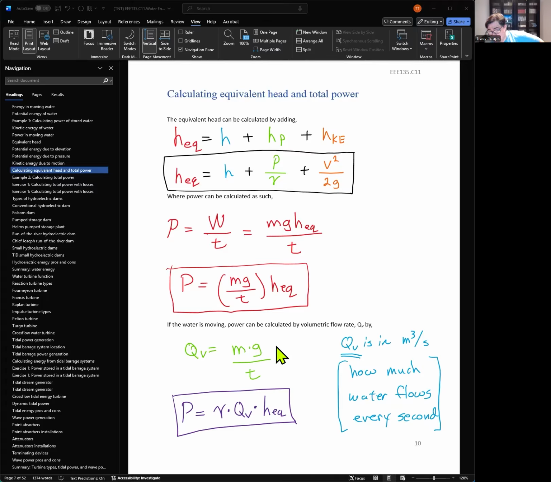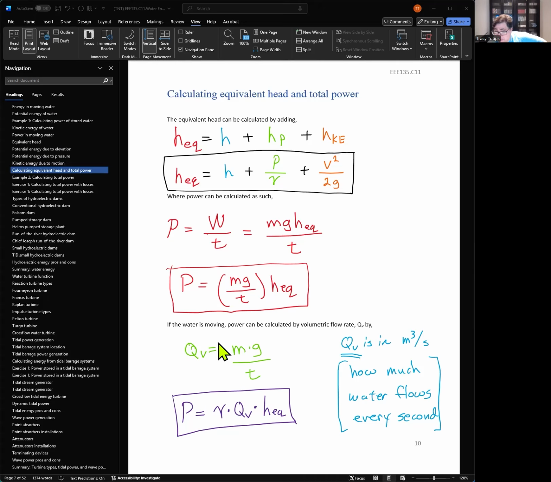Now, a lot of times when you're doing fluids, you might go by volumetric flow rate rather than just velocity up here. Okay, so the water is moving, you could calculate power directly by volumetric flow rate. Q is always in meters cubed per second. So every second, you're calculating how many cubes of water is flowing past this pipe. It's kind of like current, except instead of checking how many electrons flow through, we're checking how much water is flowing by, right, at the end of the day. So basically, how much water flows every second.